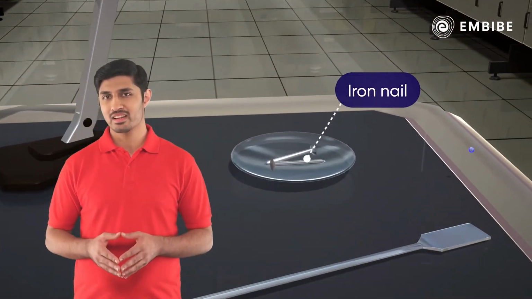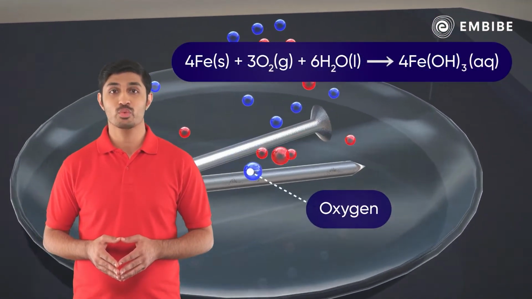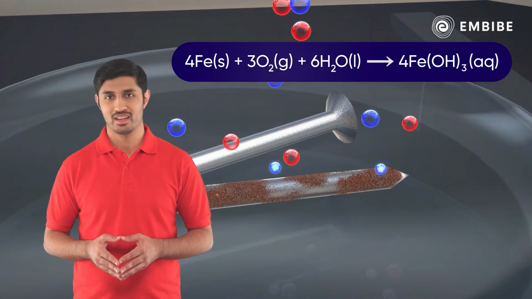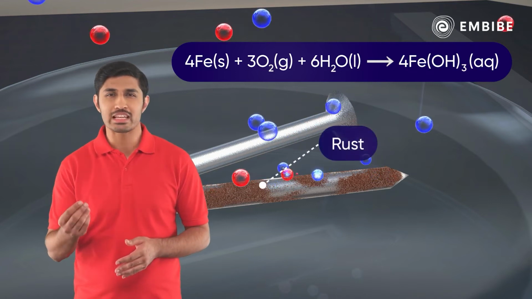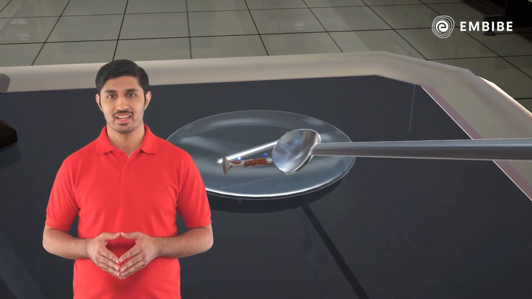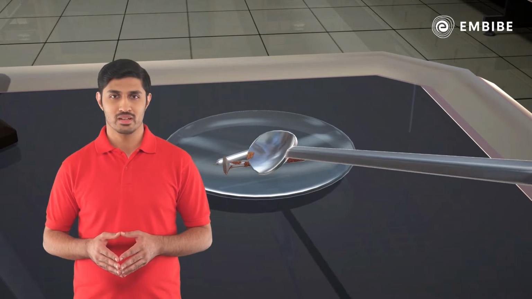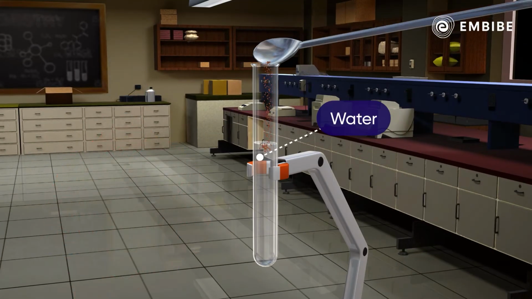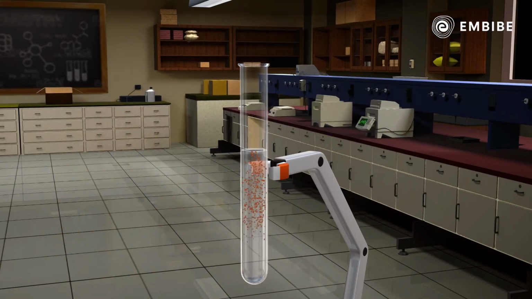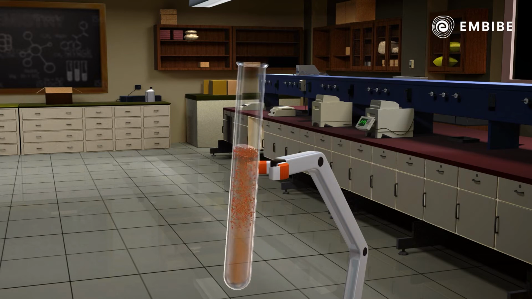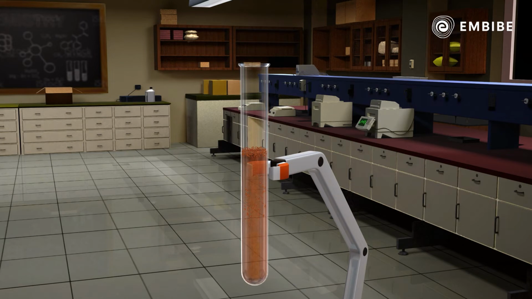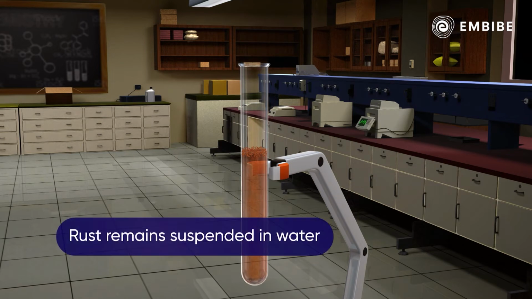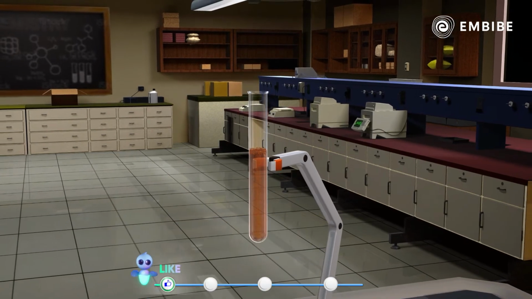Take an iron nail and allow it to come in contact with oxygen and moist air. In time, we see the formation of a brown flaky layer called rust. Scrape out some rust powder and dissolve it in water. You will observe that the rust remains suspended in the water.